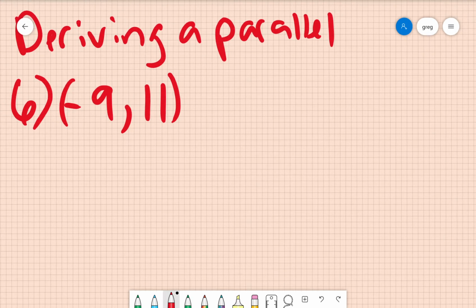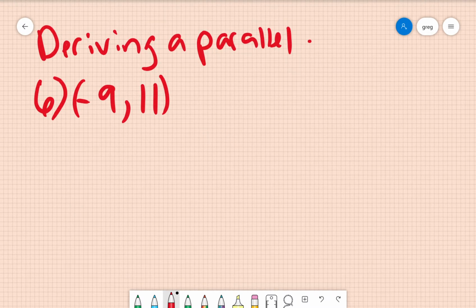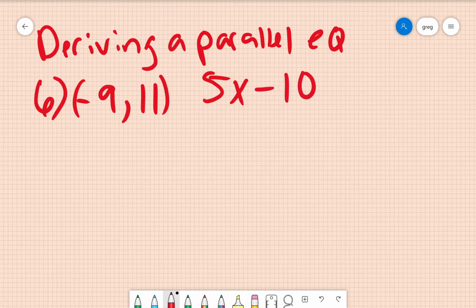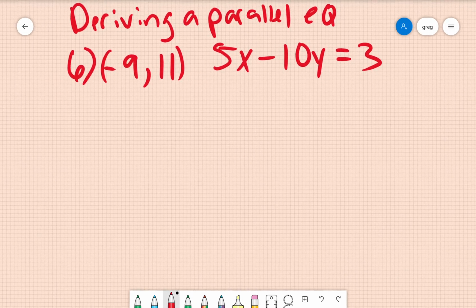So the first problem that I'm going to do, we're going to derive a parallel equation. How this works is that you're given an ordered pair, and then you're provided an equation that you have to make a parallel one to. Now, this is done in some steps. So we'll do it this way.